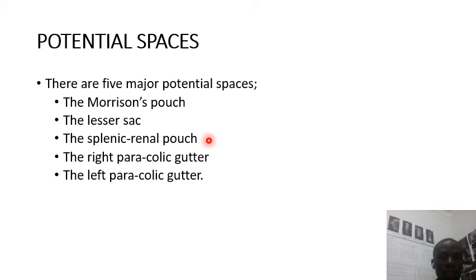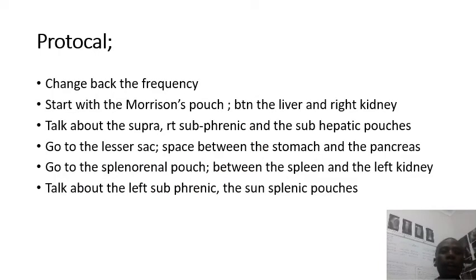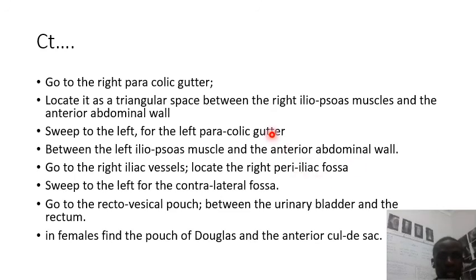Okay, as we continue following the protocol, the other structures to see are the potential spaces. Majorly we have 5: the Morrison's pouch, lesser sac, splenorenal pouch, then you have the right paracolic and the left paracolic. In case you need to see these wordings, pause the video, but I'm going straight to the images.